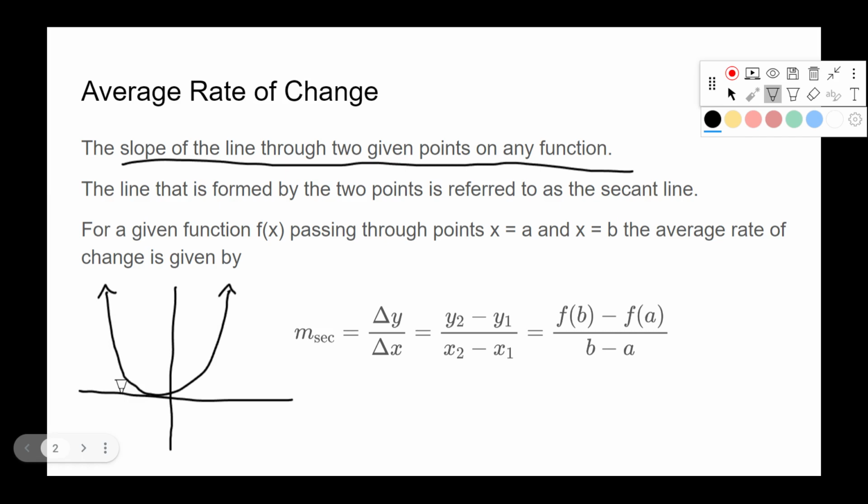I picked this point here, and I called it A. This is the name of my function, f of x. And this point here, and I called it B. So this point on the parabola and that point on the parabola. If I connect these 2 points, it makes a line. The average rate of change is the slope of this line. Okay? This line that's formed by the 2 points is called a secant line. That's the name of it. It's called a secant line.